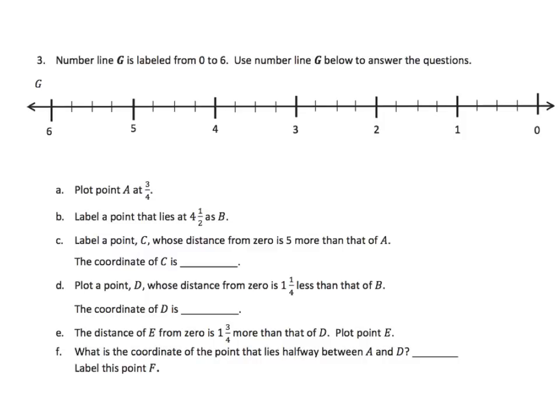Okay, number 3 here in the practice set or problem set is very similar to number 3 in the homework. Number line G is labeled from 0 to 6. Use number line G to answer the questions below. Plot point A at 3/4. Well, let's take a look at our number line here. We see that between 0 and 1, we have 1, 2, 3, 4 intervals. Therefore, each one of these tick marks is worth 1/4. So we have 1/4, 2/4, which is the same as 1/2. And then we have 3/4, and 3/4 plus 1/4 is 1. So let's plot point A.